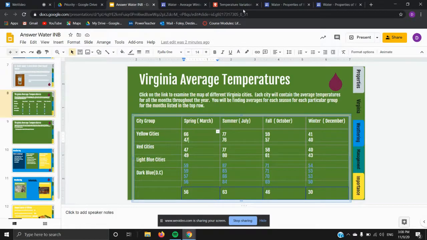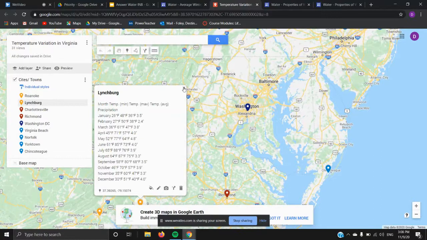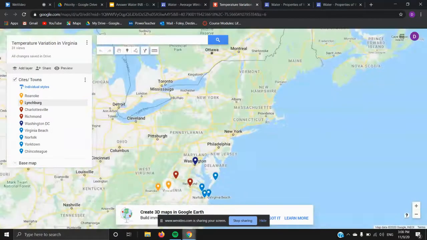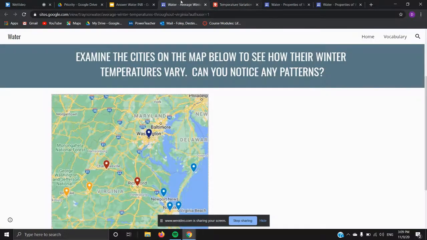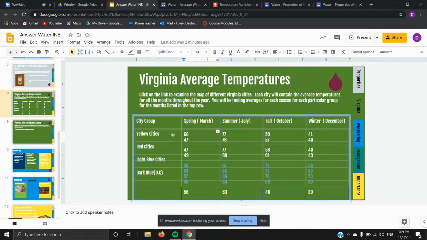So for the yellow cities, which are located, zoom out a little bit so we can see Virginia, over here near West Virginia, closer to the mountains. You have your red cities, which are in central Virginia here, your dark blue, which is Washington, D.C., and then you have your light blue ones, which are all of these. They're all coastal cities. So what do we notice about these temperatures?